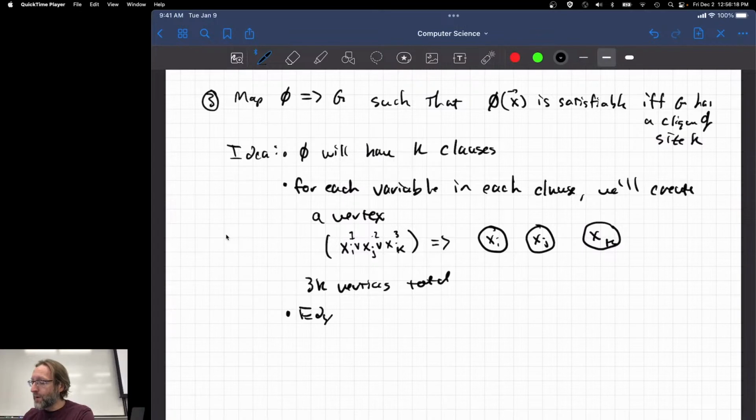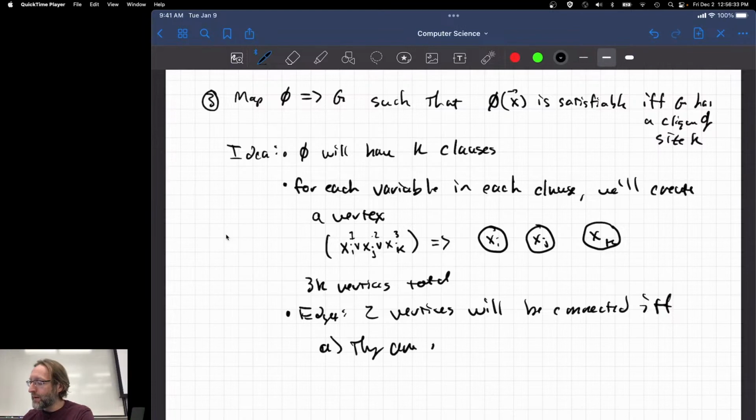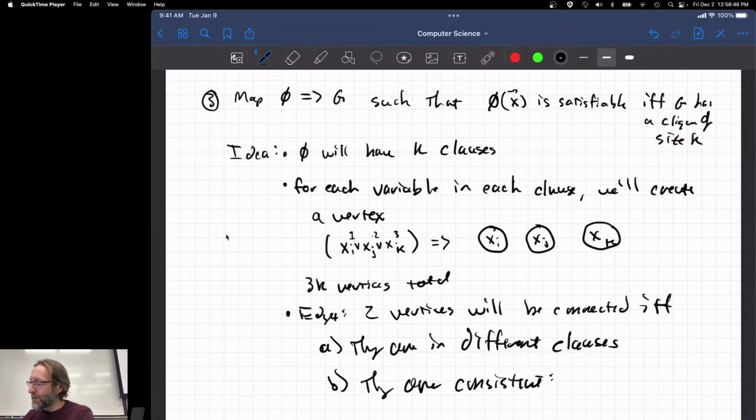Edges are drawn as follows. 2 vertices will be connected if and only if A, they are in different clauses, and B, they are consistent. In other words, x sub i is not equal to the negation of x sub j, right? If they're not negations of each other.